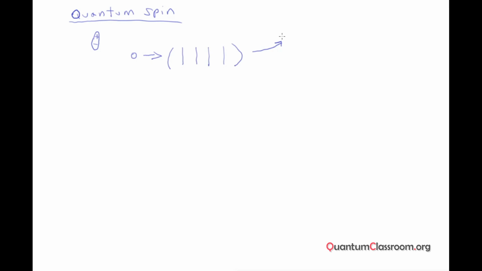Unfortunately, the analogy breaks down if you look at it too closely. The spin of an electron has only two possible orientations. So the electron moving through the magnetic field will have either spin up or spin down.